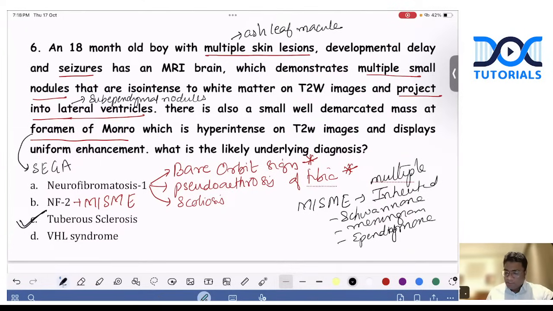So these lesions are NF2. These are all central lesions in the brain: schwannoma, meningioma, ependymoma. Whereas NF1 is peripheral lesions. This is peripheral, and NF2 is central lesions.